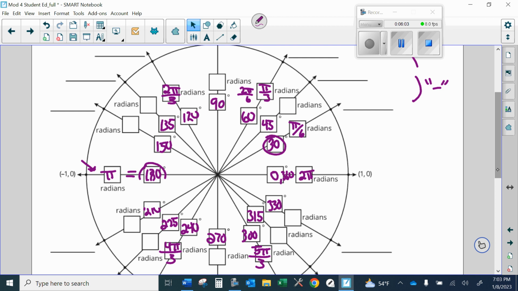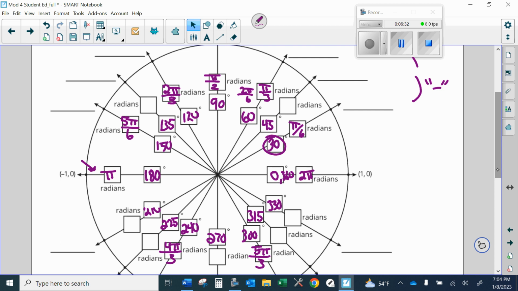That same thing works for your 30 degrees. 1 pi over 6, 2 pi over 6, 3 pi over 6 for 90. 3 pi over 6 reduces to pi over 2. Then I have 4 pi over 6 for the 120, which reduces to 2 pi over 3. 5 pi over 6 for the 150. 6 pi over 6 for the 180, which is 1. So again, that's why it's 1 pi.